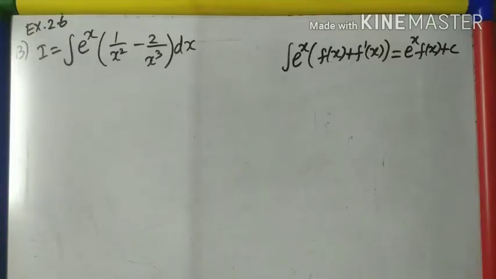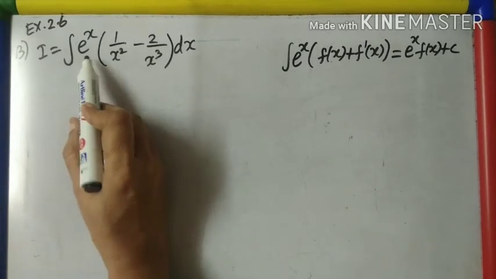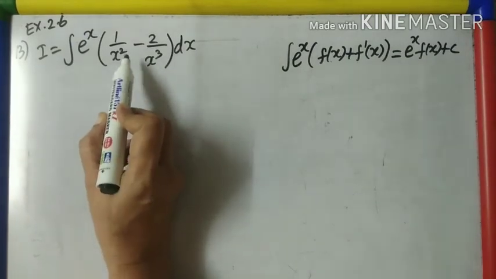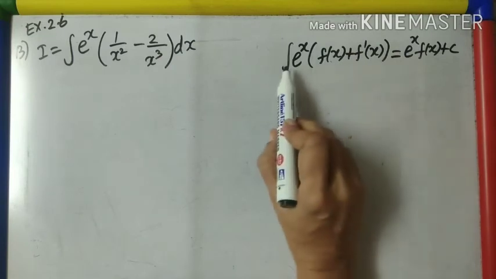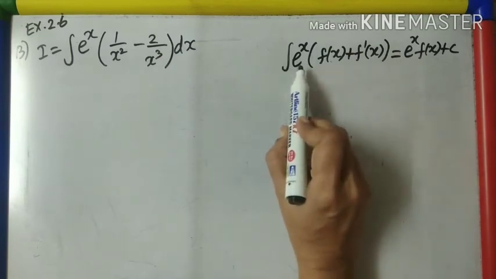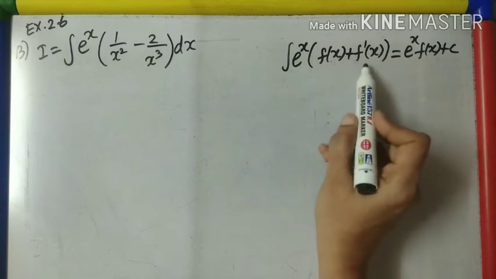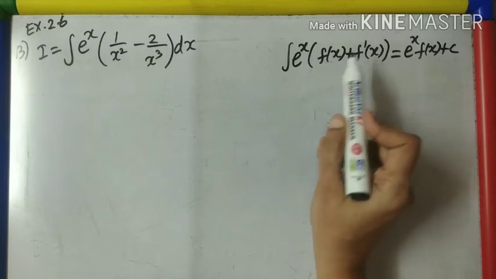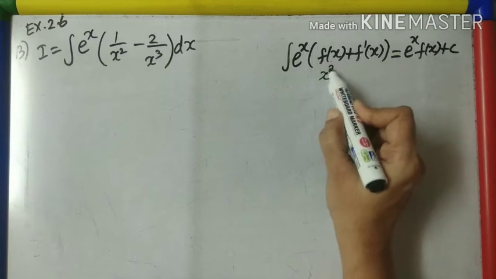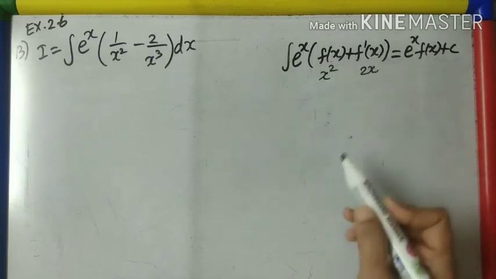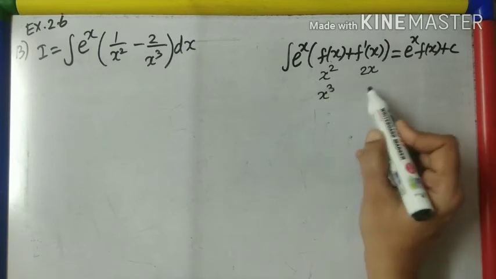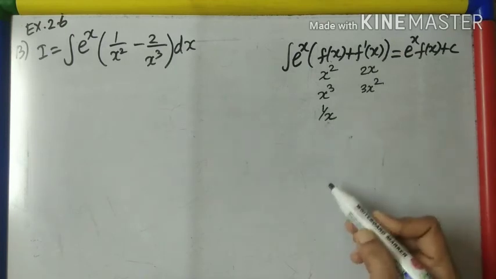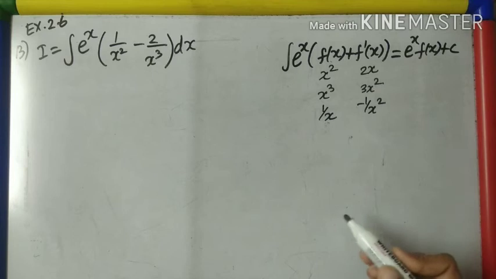Question number 13. I equals e power x into some bracket. Now for patterns like this, we are going to adopt a new formula, integral e power x, and there are two terms inside the bracket. One is a function, the second one is its derivative. For example, if x square is there, the derivative 2x must come. If x cube is there, the derivative 3x square must come. If 1 by x is there, the derivative minus 1 by x square should come.